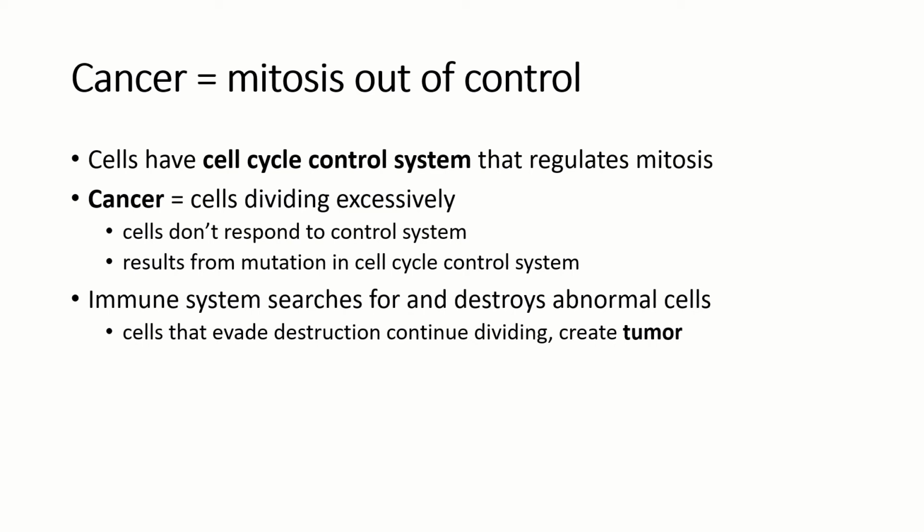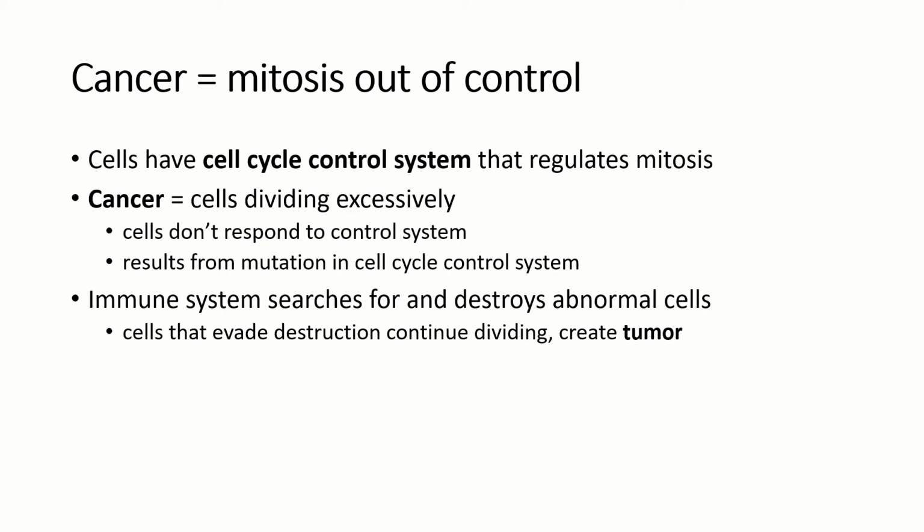So cancer is where cells divide excessively. The control system, remember, that's part of the genes in the chromosomes, if that doesn't regulate or stop mitosis or make sure that the other parts of the cell cycle happen, then the cell just does mitosis again, does mitosis again. This can lead to a tumor, which is an excessive growth of cells.